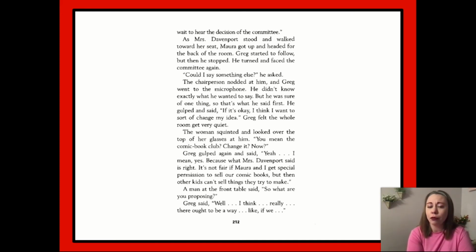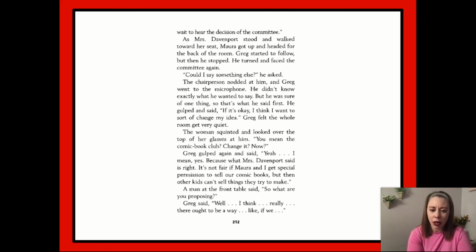Greg felt the whole room get very quiet. The woman squinted and looked over the top of her glasses at him. You mean the comic book club? Change it? Now? Greg gulped again and said, "Yeah, I mean, yes, because what Mrs. Davenport said is right. It's not fair if Mara and I get special permission to sell our comic books, but then other kids can't sell things that they tried to make." A man at the front table said, "So what are you proposing?"